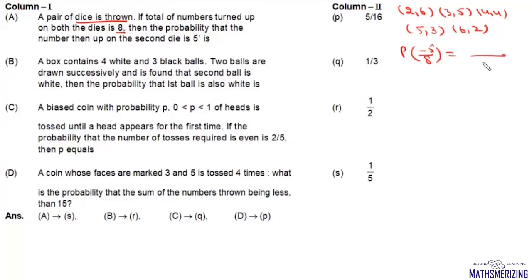this total cases, which is 5, and the second number on the dice is 5 only in this one case. So this probability is simply 1/5. So A matches with S.